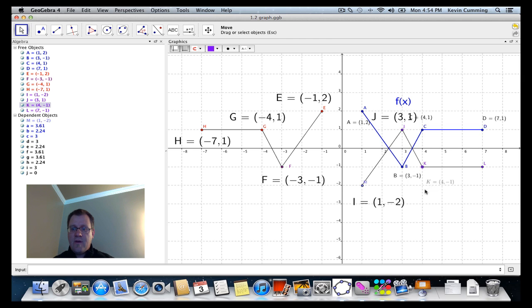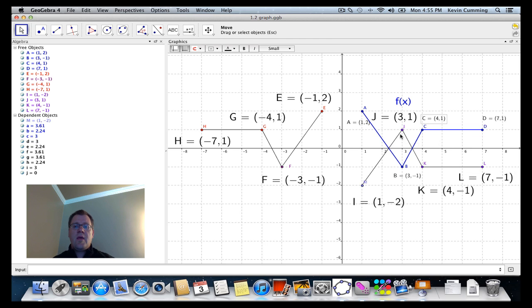Point K has coordinates 4, -1, and point L has coordinates 7, -1. So comparing corresponding points again, A went from coordinates 1, 2 to 1, -2. B went from 3, -1 to 3, 1. C, hiding there, went from 4, 1 to 4, -1. And D went from 7, 1 to 7, -1.